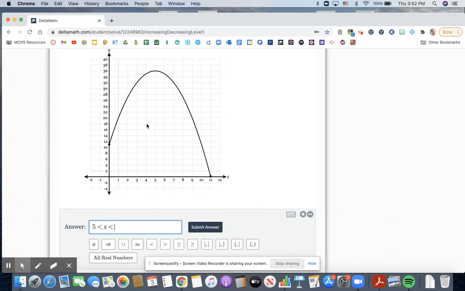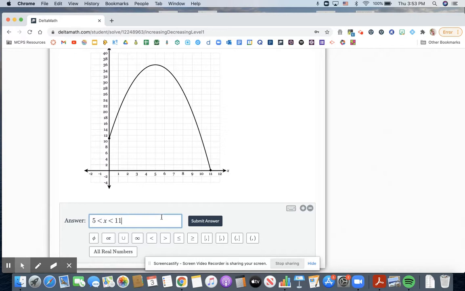I have another less than sign, again, because I always put the symbols in this direction and in this order when I'm talking about increasing or decreasing between two numbers. And then I need to write, where does it stop decreasing? Well, the graph stops at 11, so that's where it stops decreasing. So this is saying that this function is decreasing between the x values of 5 and 11.